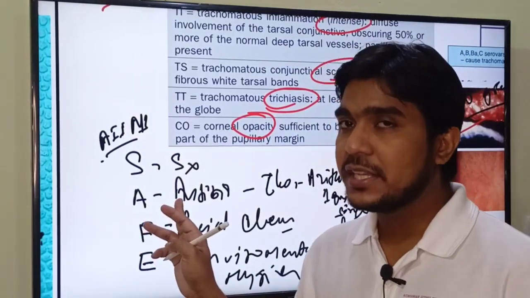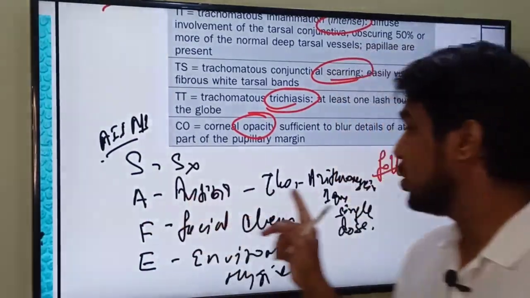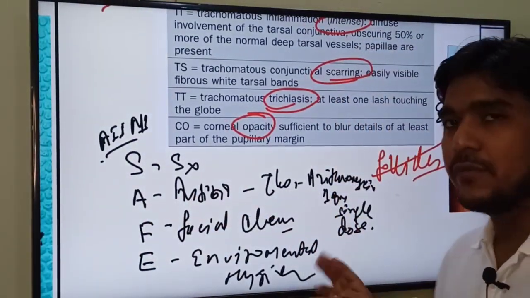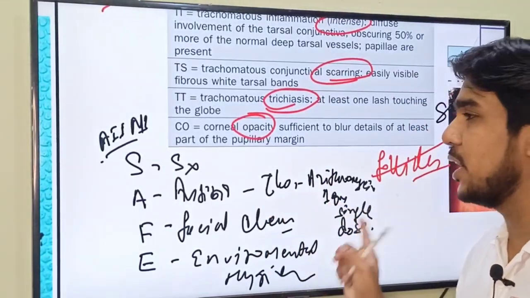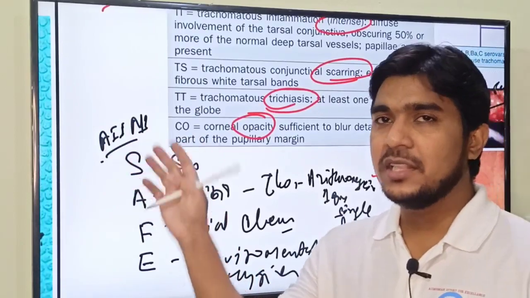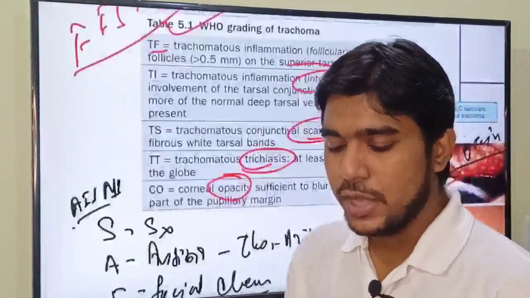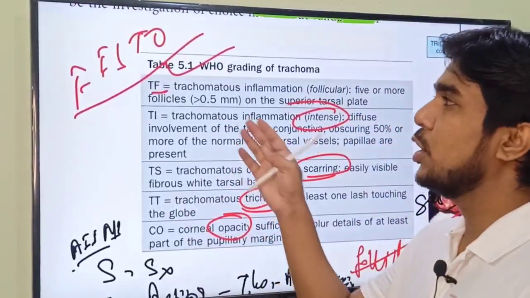A, antibiotic. What is the drug of choice? Azithromycin 1 gram single dose. Sorry for the handwriting, but the drug of choice is azithromycin 1 gram single dose. And it has been asked in AIIMS previously. Now there is one more thing that you need to know.